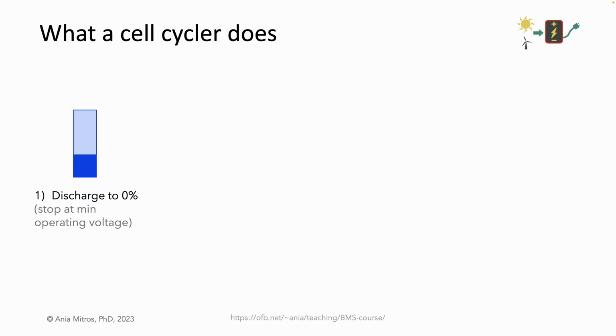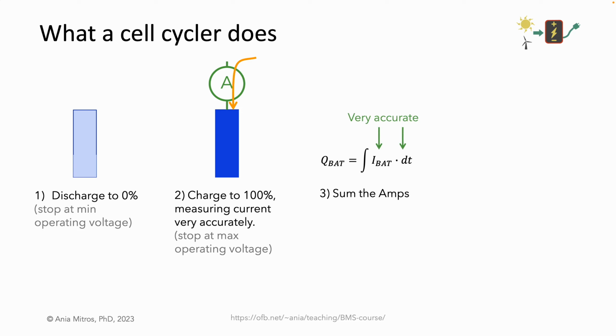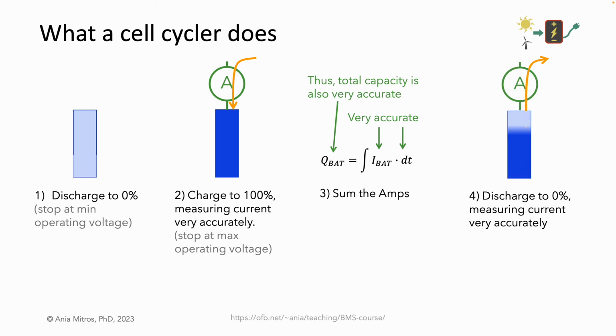First, the cycler discharges a cell to 0%. The cell manufacturer specifies what voltage corresponds to 0%. Then, the cycler charges the cell to 100% while very accurately measuring the charging current. Then, we sum how much charge we put into the cell. Because the cell cycler implements very accurate measurements of current and time, the calculated total cell capacity is also very accurate. We can do the same for measuring capacity in the discharge direction. Discharge the cell fully, measuring current and time accurately, and again, sum the total amps to get the total capacity in amp hours.